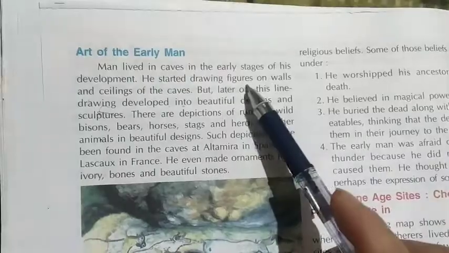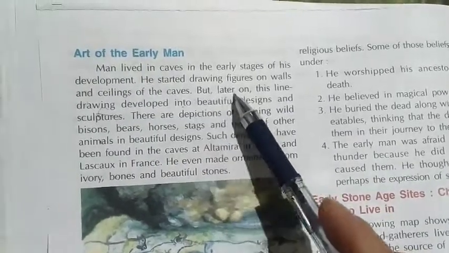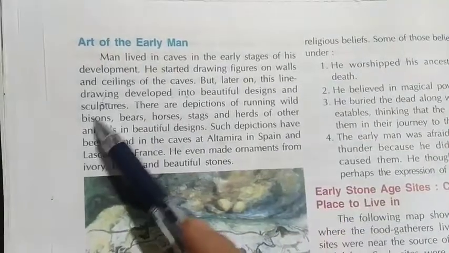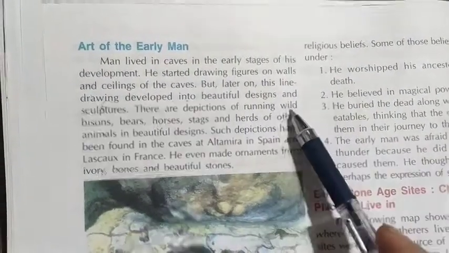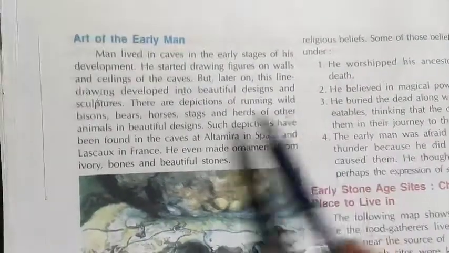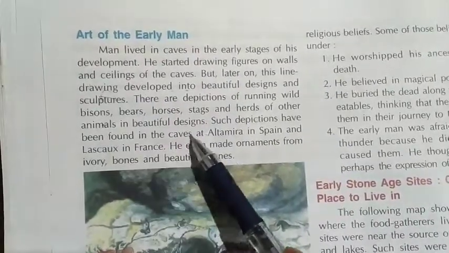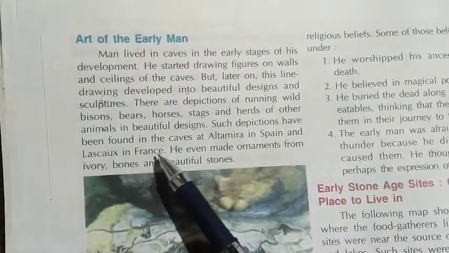Man lived in caves in the early stage of his development. He started drawing figures on walls and ceilings of the caves, but later on, this line drawing developed into beautiful designs and sculptures. There are descriptions of running wild bisons, bears, horses, snakes, and herds of other animals in beautiful designs. Such descriptions have been found in the caves at Altamira in Spain and Lascaux in France.